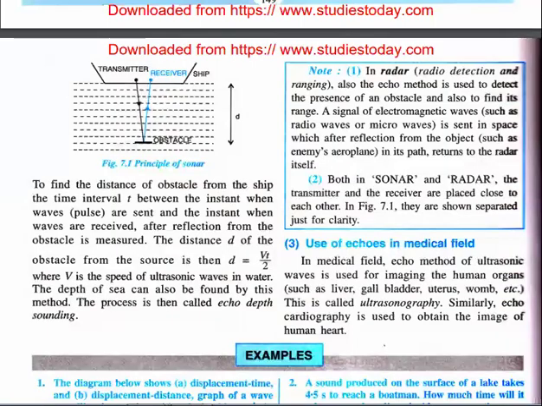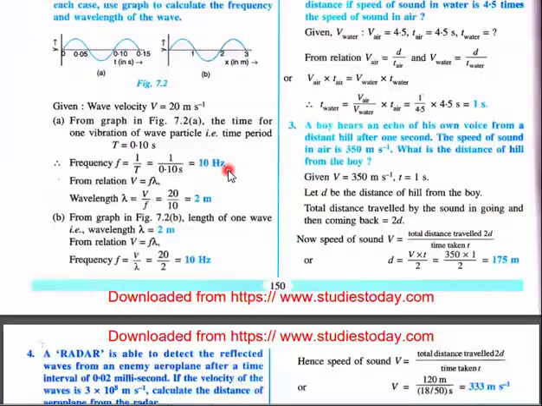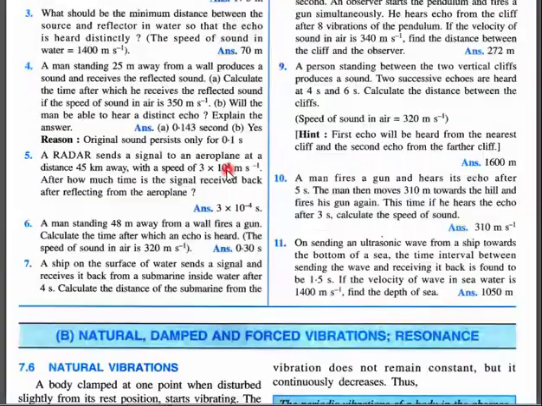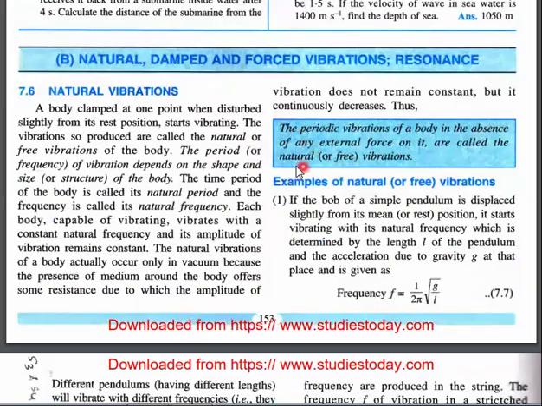So guys, the next section is kind of interesting. It's all about natural, damped, forced and resonance vibrations. So natural vibrations: the definitions are very important, so highlight those. The periodic vibrations of the body in the absence of any external force on it are called natural or free vibrations. Okay, just memorize those, or you can read it again and again so you can understand better.